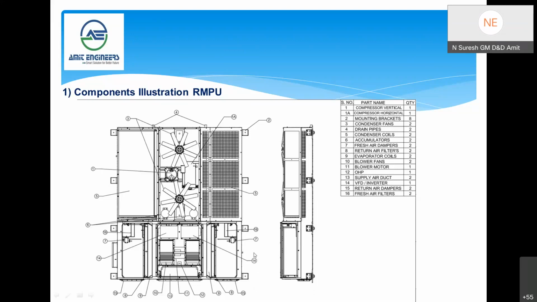And this fresh air, which is taken from the bottom, passes through the two fresh air filters, that is point number 16 mentioned here. This is a brief about the parts in the unit. So I'm moving to the next slide. If there are any queries, please raise them.